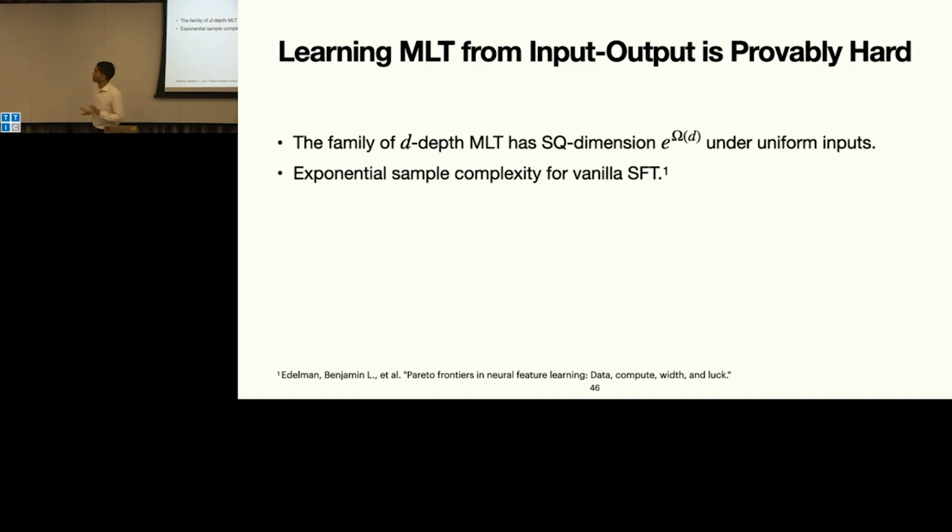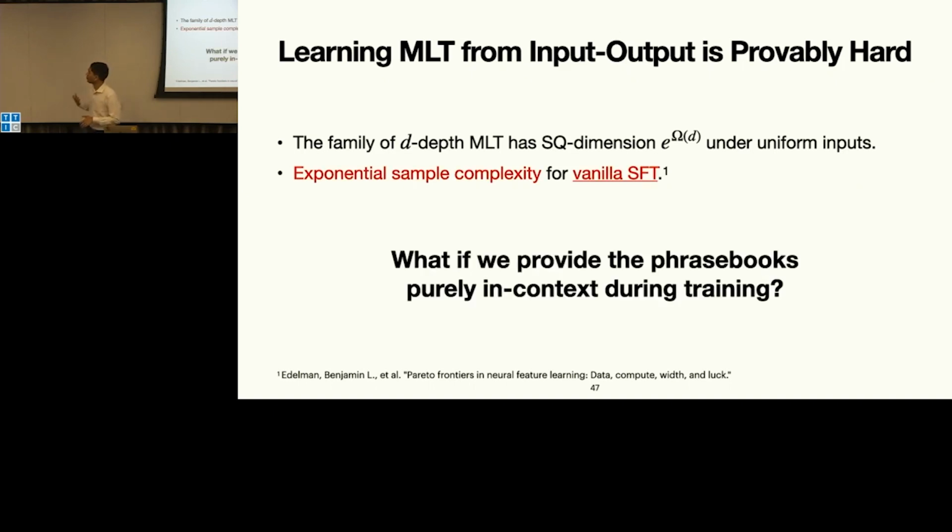And so we can then argue from the SQ dimension framework that the family of such tasks will have an SQ dimension of e to the power omega of D, which is exponential in the depth of the translation task. And one can then show for noisy vanilla SFT that it will require exponential sample complexity. So just to understand, D is the number of steps here, right? Yeah. And those pi 1 through pi D are the parameters you're learning. So yeah, okay.